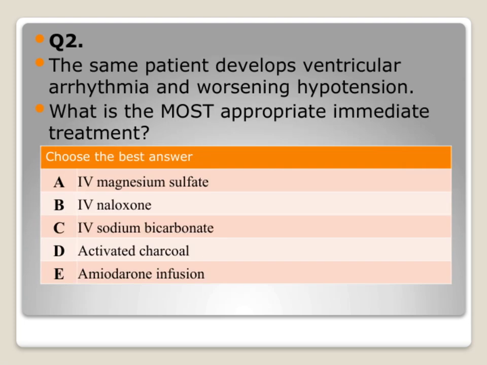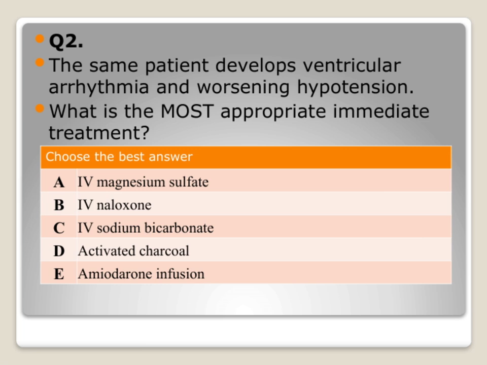All right, let's look at this scenario. We have a patient who initially received treatment, but now they've developed ventricular arrhythmia along with worsening hypotension. The question is, what is the most appropriate immediate treatment in this situation? Now, among the options: IV magnesium sulfate, IV naloxone, IV sodium bicarbonate, activated charcoal, and amiodarone infusion. Each has its specific use.